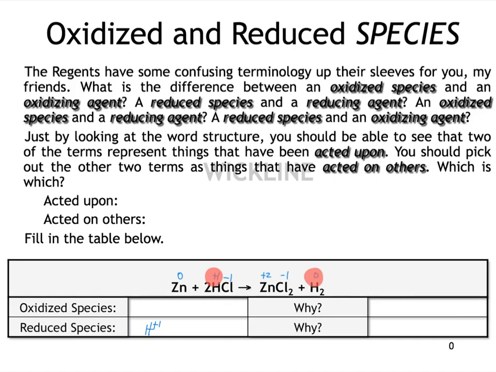Furthermore, we have zinc, who starts the reaction as a 0. But it ends the reaction at +2, so its oxidation state has increased. That means that it was an oxidized species. So Zn0, whose oxidation state increased, was oxidized. So in short, the reasons for those terminologies is that the oxidation number increases for an oxidized species and the oxidation number decreases for a reduced species.